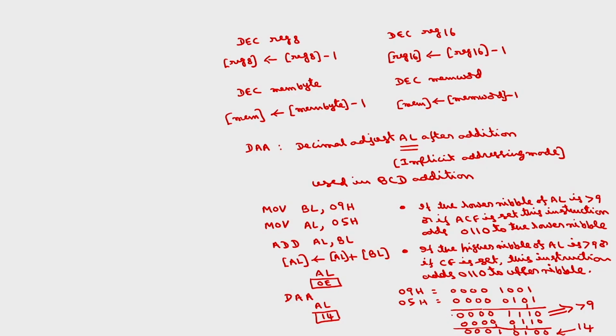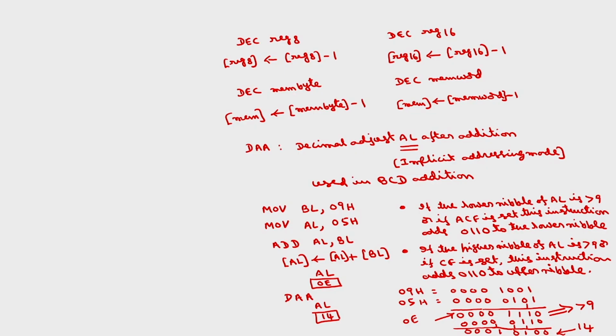So, this was actually 0E. As I have told, the contents of AL will be 0E, because the microprocessor assumes that these two numbers are hexadecimal numbers. But what I want is the BCD result. So, if I pass through the DAA, the contents of AL become 14, which is the BCD addition of 9 and 5. This is the operation which takes place inside the instruction DAA.